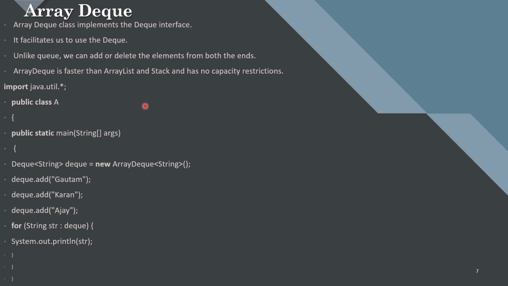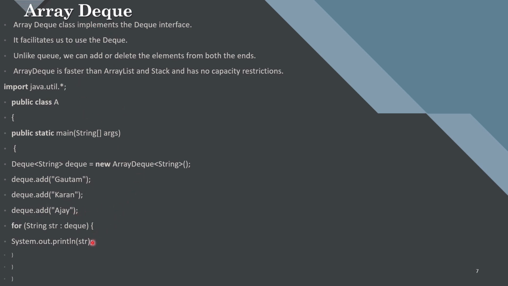This follows by importing the utility, that is the library file. And then we create a class, naming it. We declare the main function. We are now creating the ArrayDeque using this command. And we are adding the elements into this ArrayDeque by using the dq.add function. So here we can see dq.add Gautham, dq.add Karan, dq.add Ajay. All of this will add elements into the ArrayDeque.